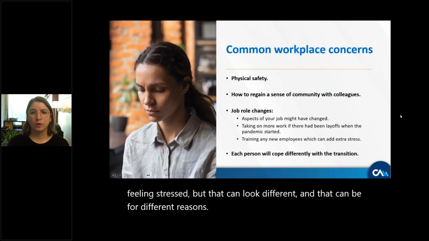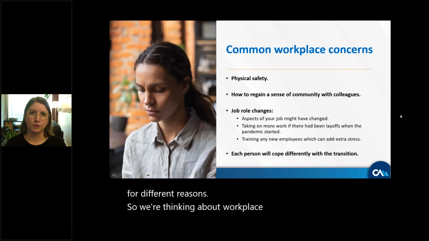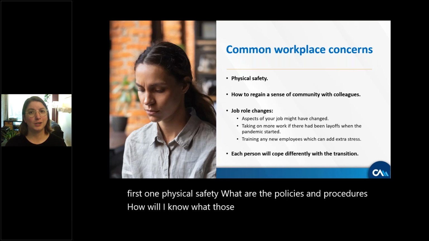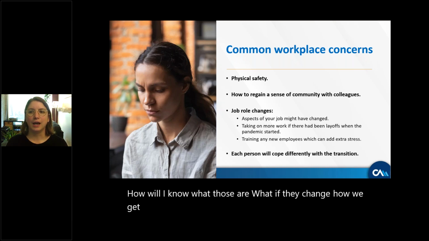So if we're thinking about workplace concerns, obviously this first one, physical safety, what are the policies and procedures? How will I know what those are? What if they change? How will we get those updates? And I'll talk about self-advocacy here in a moment.